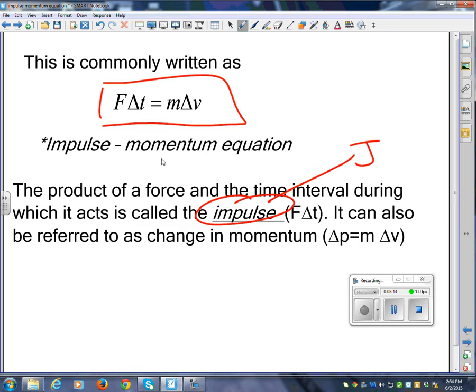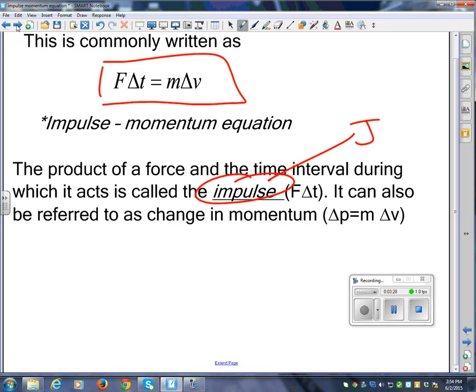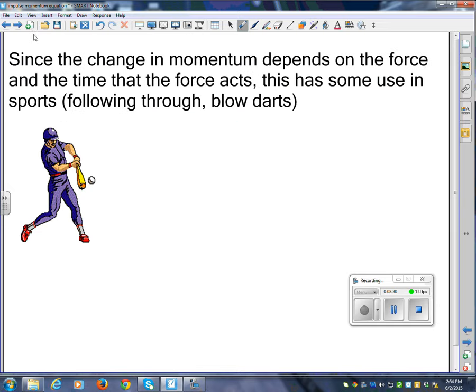which is exactly what happened in the gym in both those situations. I created an impulse, and depending upon the mass, I got a certain change in velocity. When I changed the amount of time that the force was in contact, it changed the momentum. Let me explain that. Since the change in momentum depends upon the force and the time that the force acts, this has some use in sports, things like following through, and the blow dart.